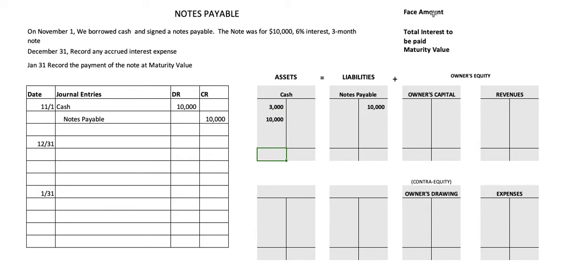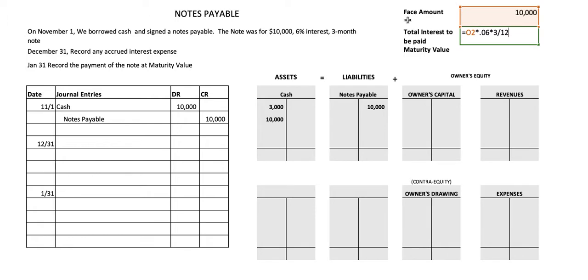Now, I want you to look at this terminology. The face amount of the note is the amount that we borrowed, so that would be $10,000. The total interest to be paid on this note is 3 months worth of interest charged at a 6% interest rate. So here's how you're going to calculate the total interest due. You're going to say 10,000 times 0.06 times 3, because it's a 3-month note, divided by 12.